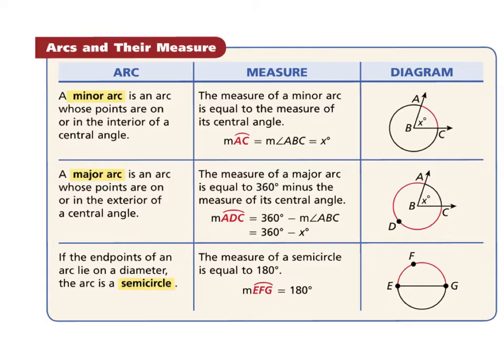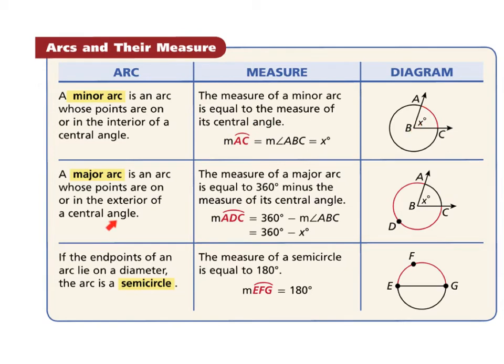So let's talk more about arcs and their measures. A minor arc is an arc whose points are on the interior of the central angle. The measure of a minor arc is equal to the measure of its central angle. That's important. The arc and the central angle are exactly the same. And here's how you'd write it. The measure of arc AC is equal to the measure of angle ABC, which in this case is x degrees.